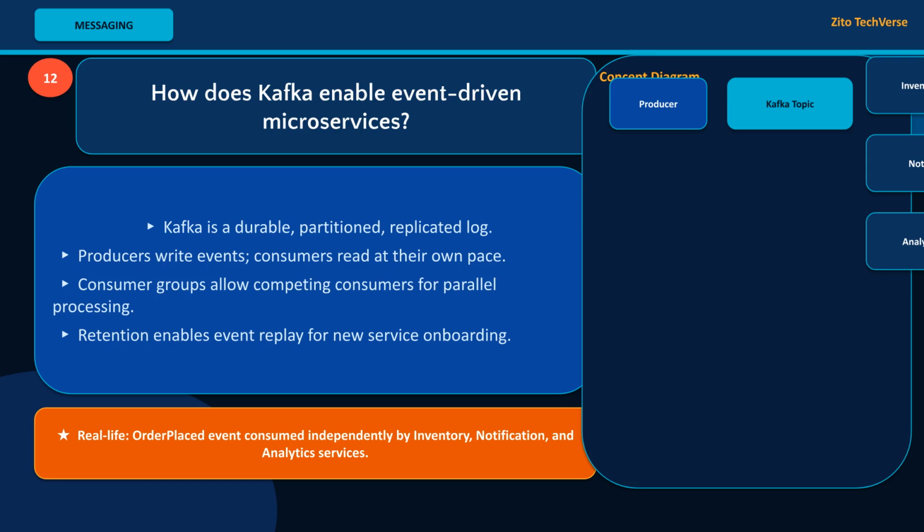Kafka is a pillar of event-driven architecture. It acts as a durable, partitioned, and replicated log. Producers write events, while consumer groups allow multiple services to process these events in parallel. Its retention capability even allows for replaying events when onboarding new services.